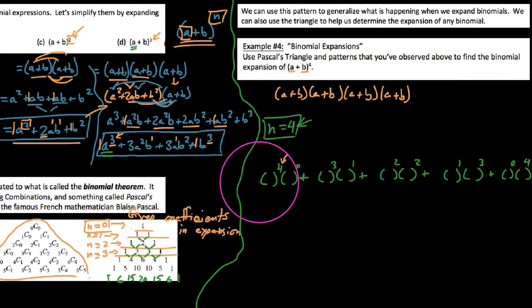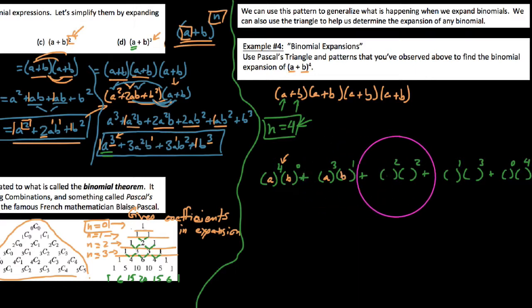Once we have this, what we want to do is fill in each of these blank sets of parentheses with the terms in our binomial. Now we notice that the first thing in our binomial is an a and the second thing is a b. So when we fill this in, what it looks like is this. We just say a, b, a, b, a, b, a, b, a, b.